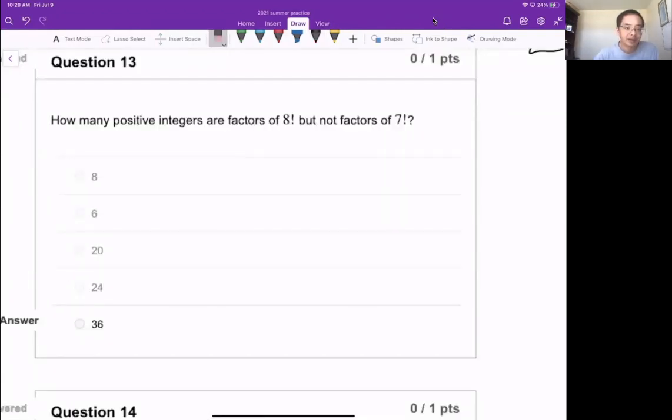Question number 13. How many positive integers are factors of 8 factorial, but not factors of 7 factorial? First, what do we do? We do prime factorization of both 8 factorial and 7 factorial. And then we identify those numbers that are factors of 8 factorial, but not 7 factorial.